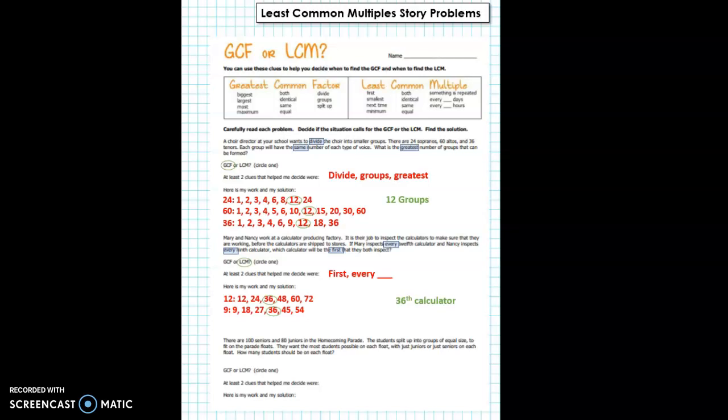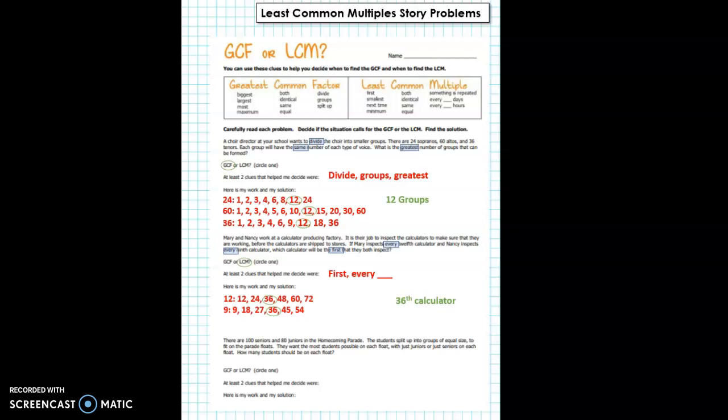Our next problem says that there are 100 seniors and 80 juniors in the homecoming parade. The students split up into groups of equal size to fit on the parade floats. They want the most students possible on each float, with just juniors or just seniors on each float. How many students should be on each float?